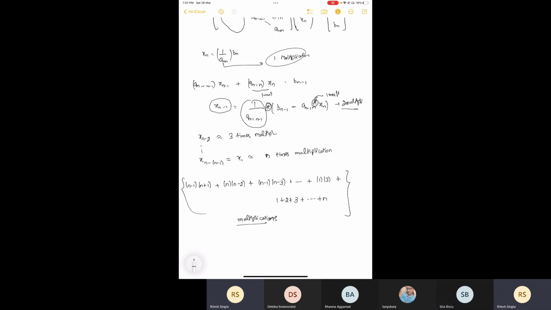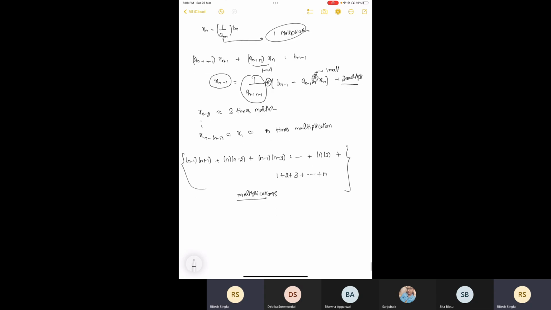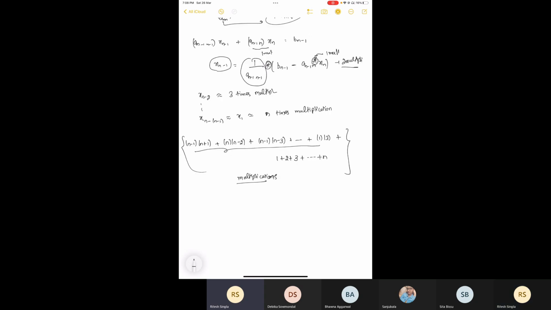In order to solve using Gauss elimination, we will need these many multiplication operations. But for once, this doesn't seem to be quite solvable because we don't know n, right? So you can write it in this manner: summation i going from 1 to n of (i minus 1) into (i plus 1), plus summation i running from 1 to n of i.